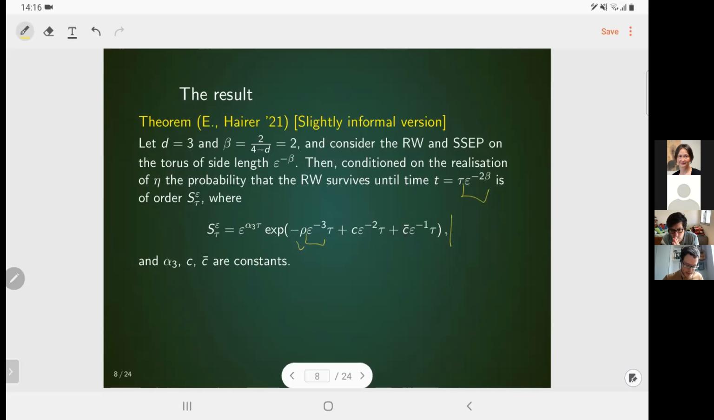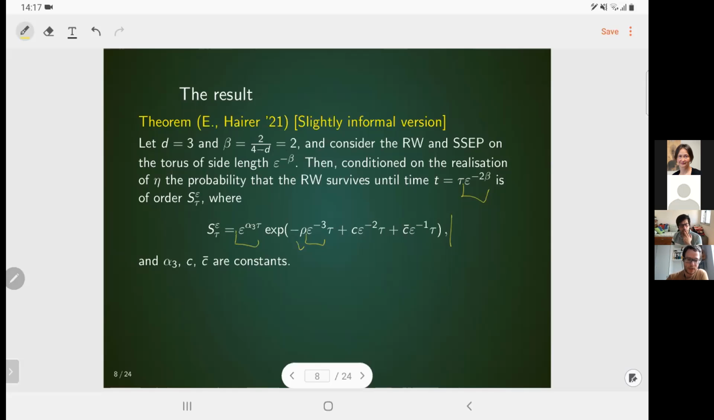And then there's this epsilon factor in front of it. And this alpha 3, again, is some constant that is a convolution of discrete heat kernels. So it's rather explicit. If you look carefully at this funny epsilon to the alpha 3 tau, it's really some kind of a log correction that you have here. So this is really what is happening.